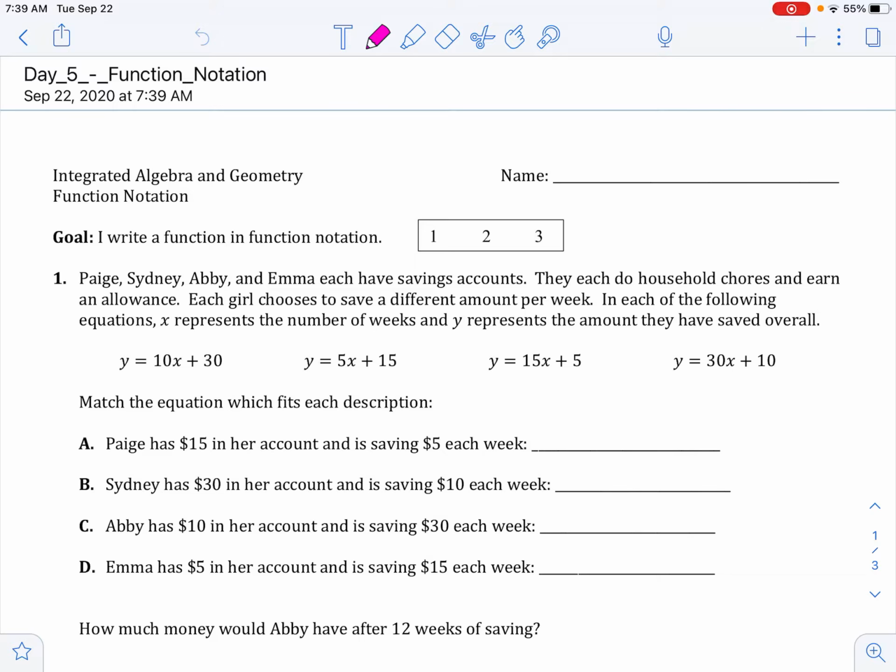Hello, so today we're talking about function notation. So your goal for today is: I can write a function in function notation. Go ahead and pre-write yourself on that.